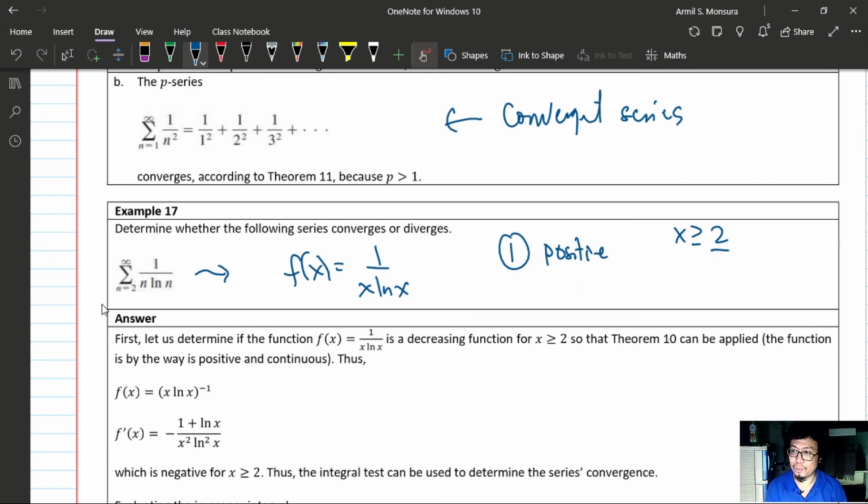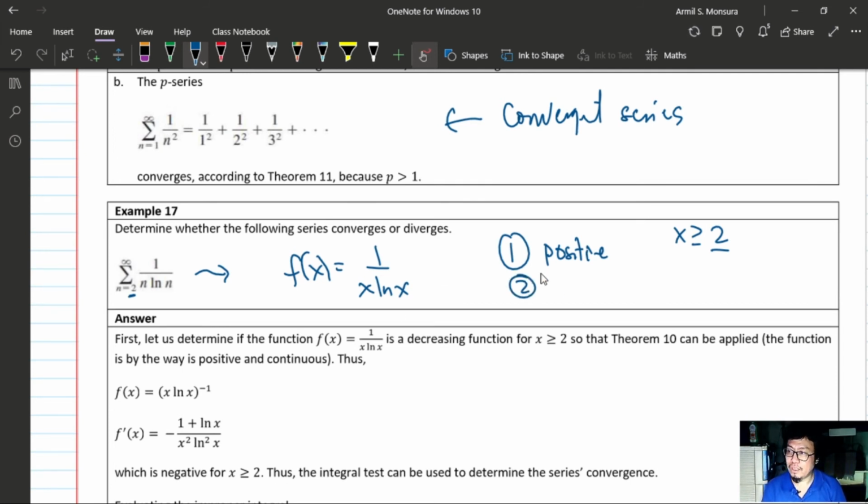Where did we get that 2? Here, in the lower limit. So, it is positive, because ln of x is a positive function. The natural logarithm of x is a positive function for x greater than 1. It becomes negative only when x is fractional.